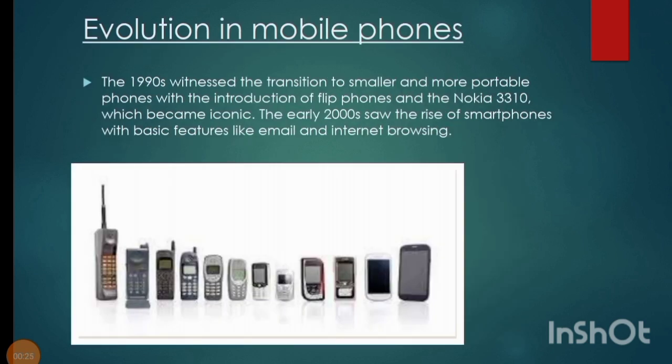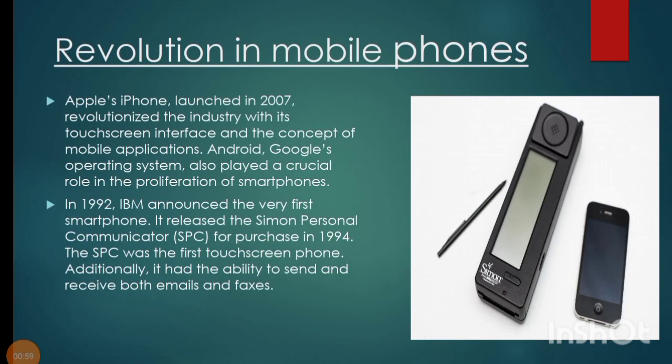Evolution in mobile phones. In the 1990s, major evolution was made in mobile phones. You can see in this picture that the size of mobile phones has been decreasing and their functions increasing significantly. The early 2000s saw the rise of smartphones with basic features like email and internet browsing.